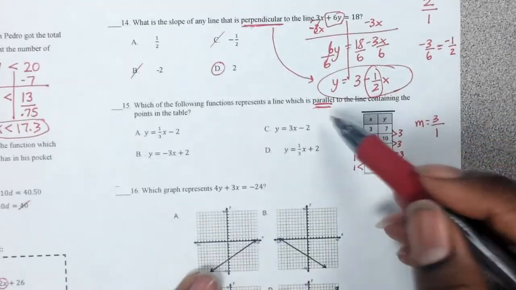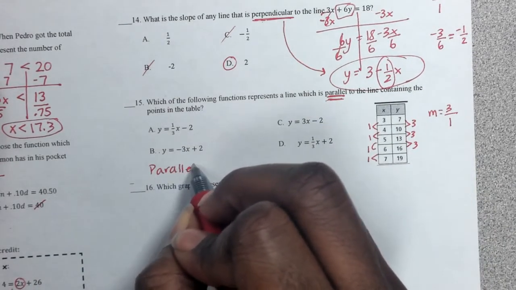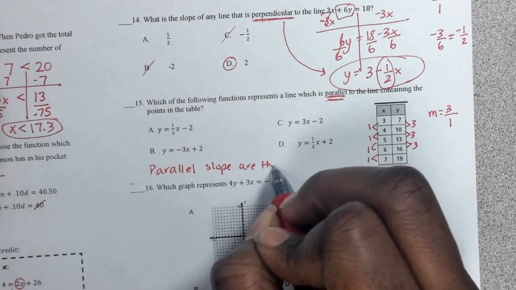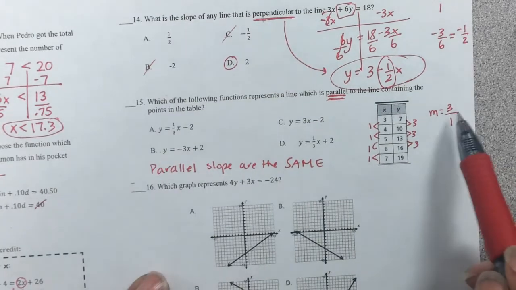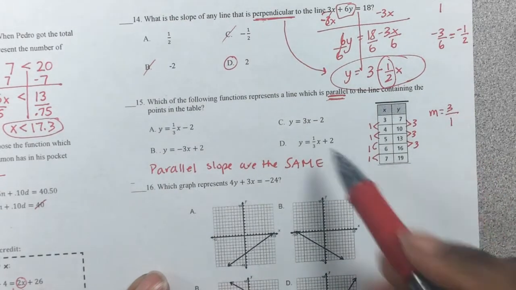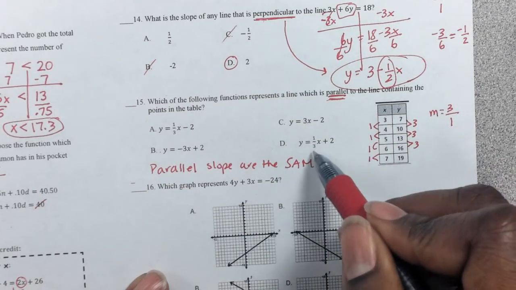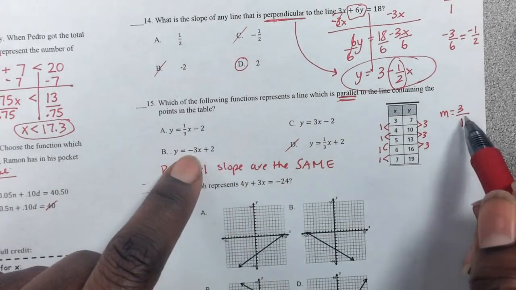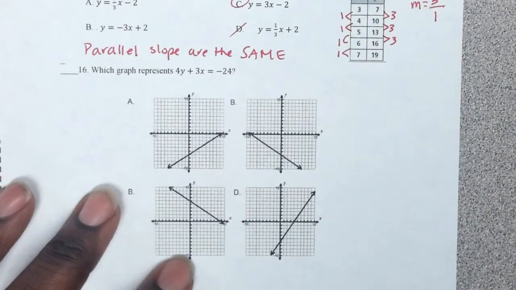So if the slope is 3 over 1, remember the rule for parallel? Please write this down if you're taking your notes. Parallel slopes are the same exact slope. The same exact 3 over 1, which means this is the only one that has a 3 over invisible 1. This 3 is at the bottom. That's not what we want. We want the 3 on top. This is negative. No, that's not what we want. Same exact slope means if this one's positive, you better be choosing the positive one.